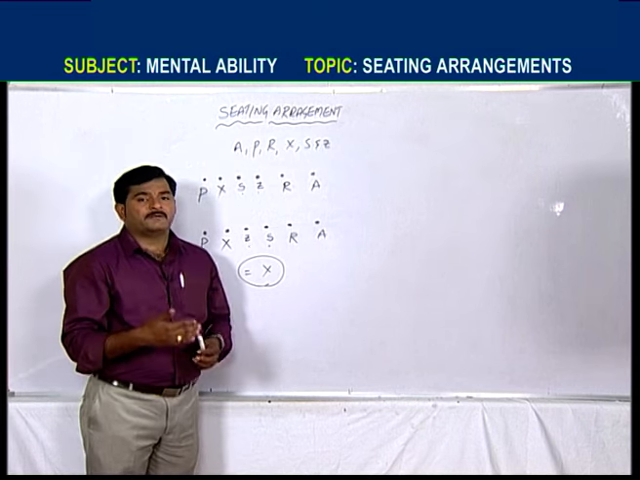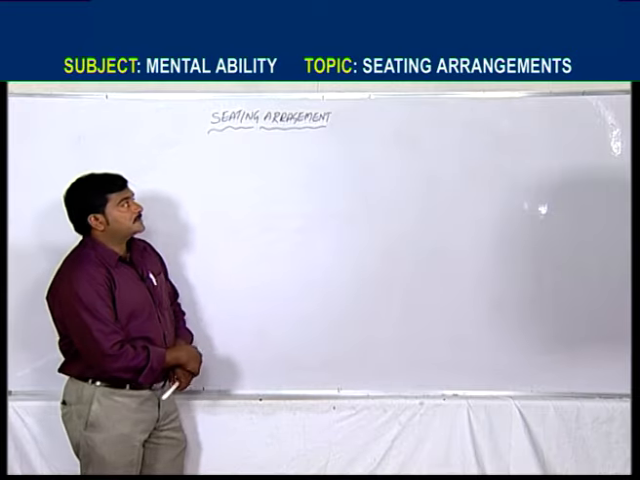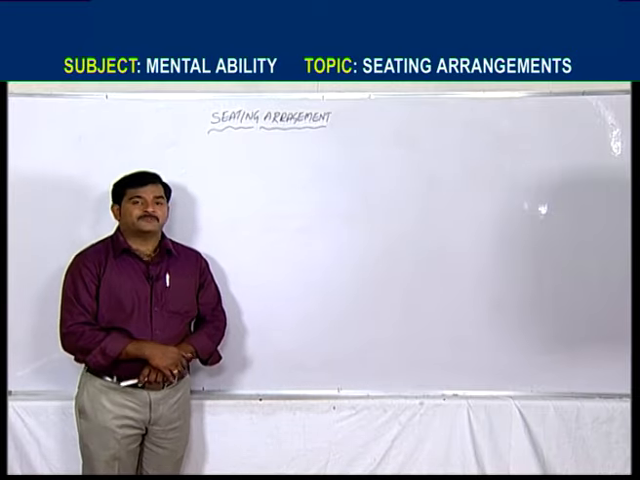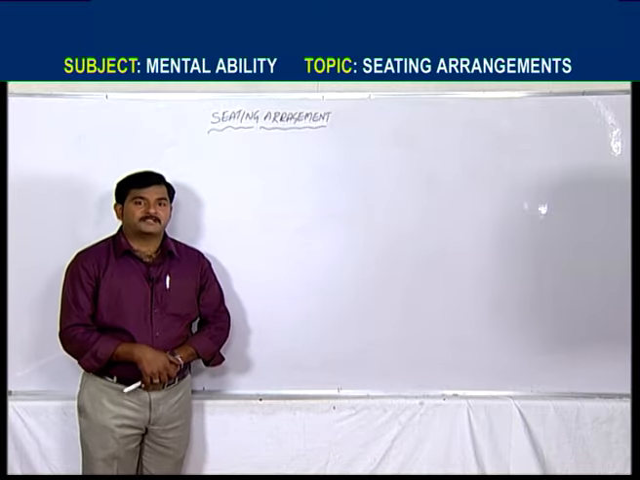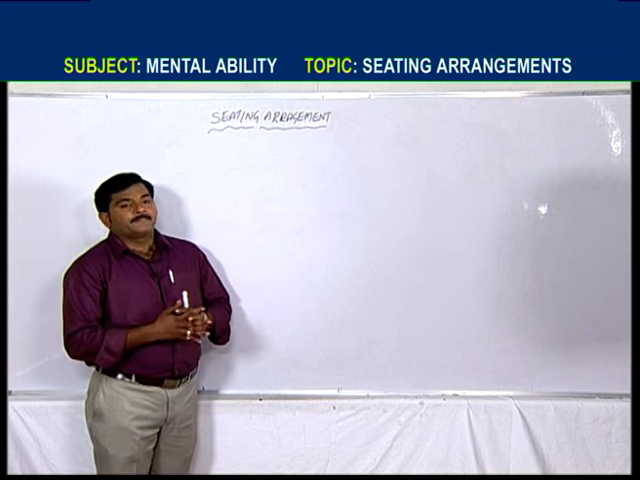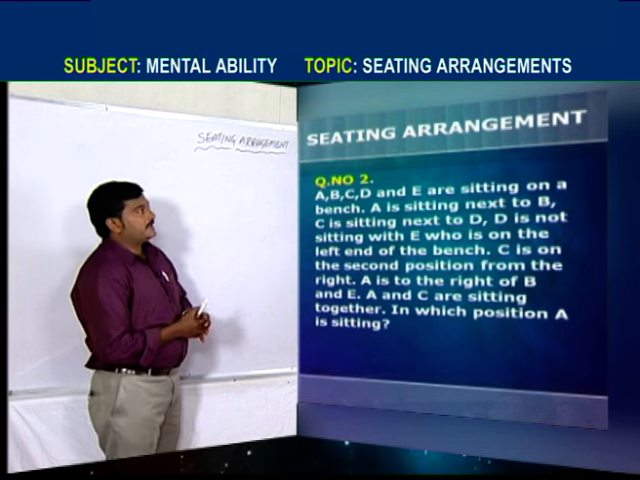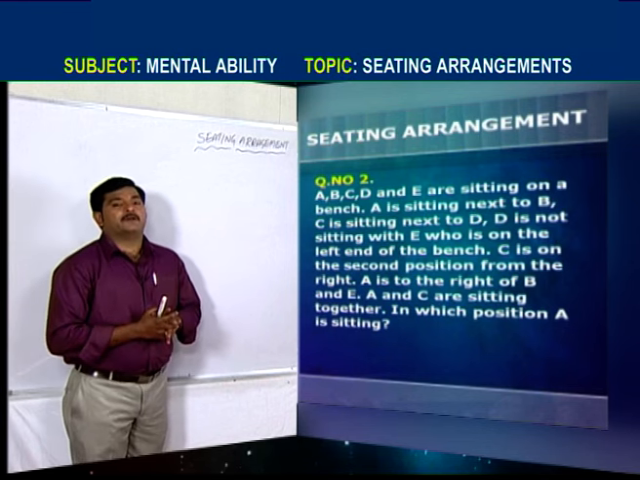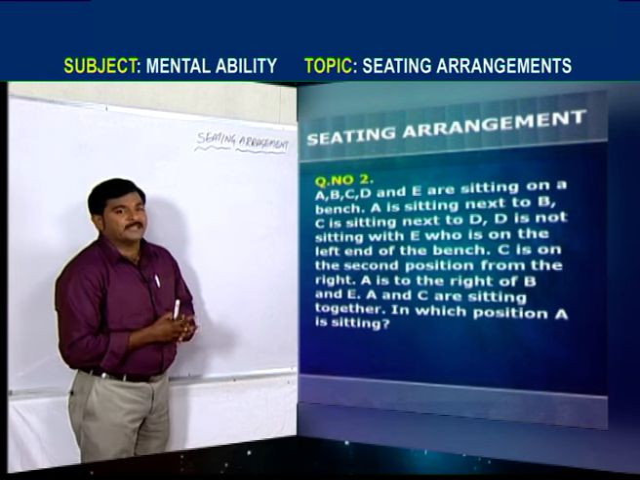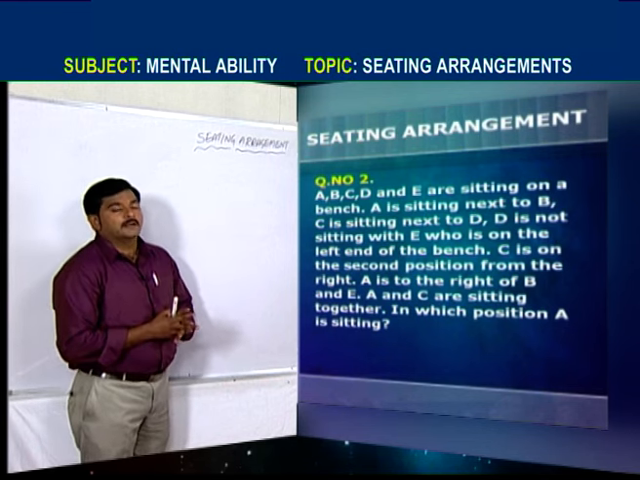Okay. Now we will take one more question. Just now we have seen one question based on linear arrangement. We will take one more question based on that concept. Now see the question as follows. A, B, C, D and E are sitting on a bench. There are 5 members, right?